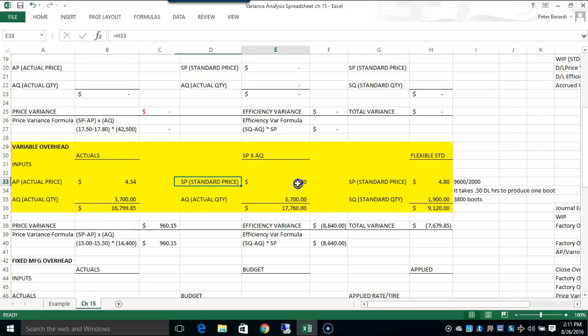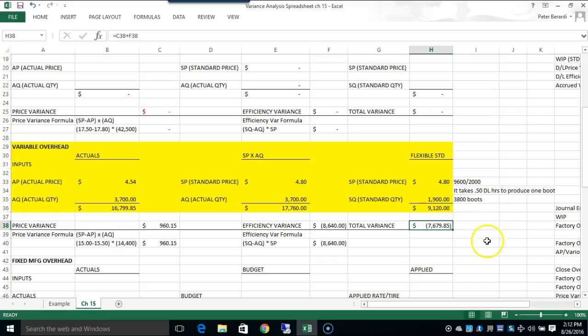Our price was lower than our standard, therefore we have a favorable variance. We used a lot more direct labor hours to produce 3,800 boots than our standard, so we were less efficient in our production. We used more direct labor hours, so therefore our variable overhead got charged more, which created an unfavorable variance in efficiency of $8,640. Added together, we get a total flexible variance of $7,680.